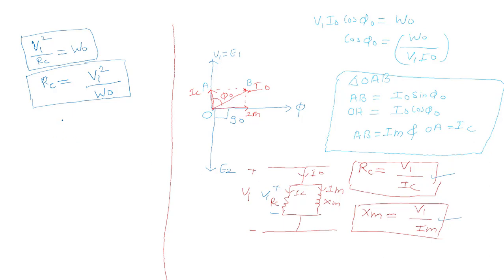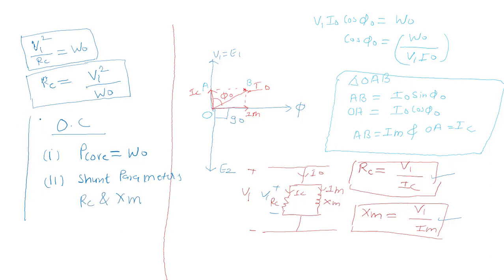Means by using this open circuit test, what are the things that we can find? We can find P of core, which is directly equal to W0. The second thing we can find is the shunt parameters, which are RC and XM. And we have to remember this test must always be performed at rated voltage. If the test is not performed at the rated voltage, then whatever the value of W0, it will not equal the rated core loss or constant losses.